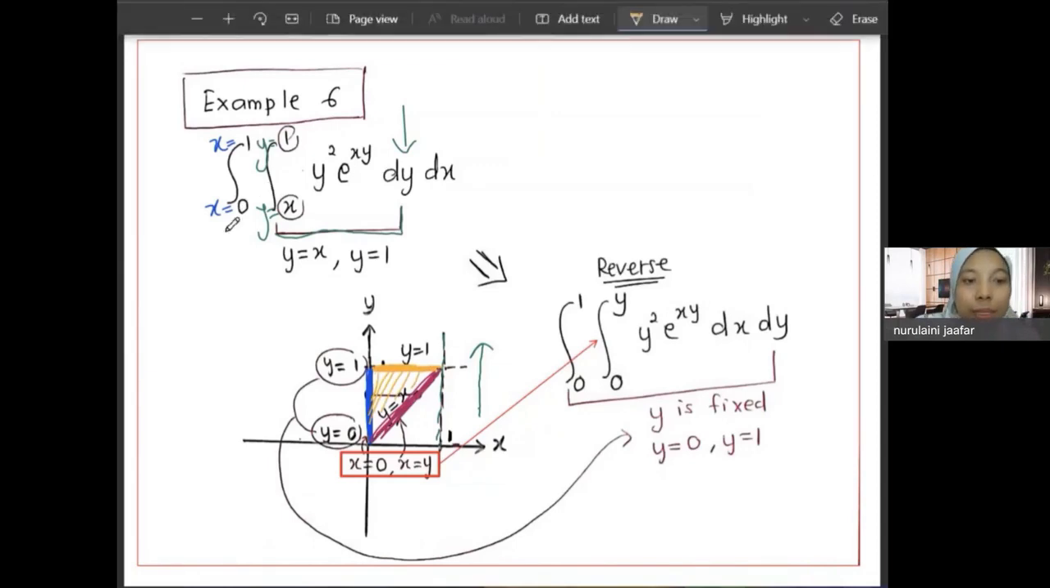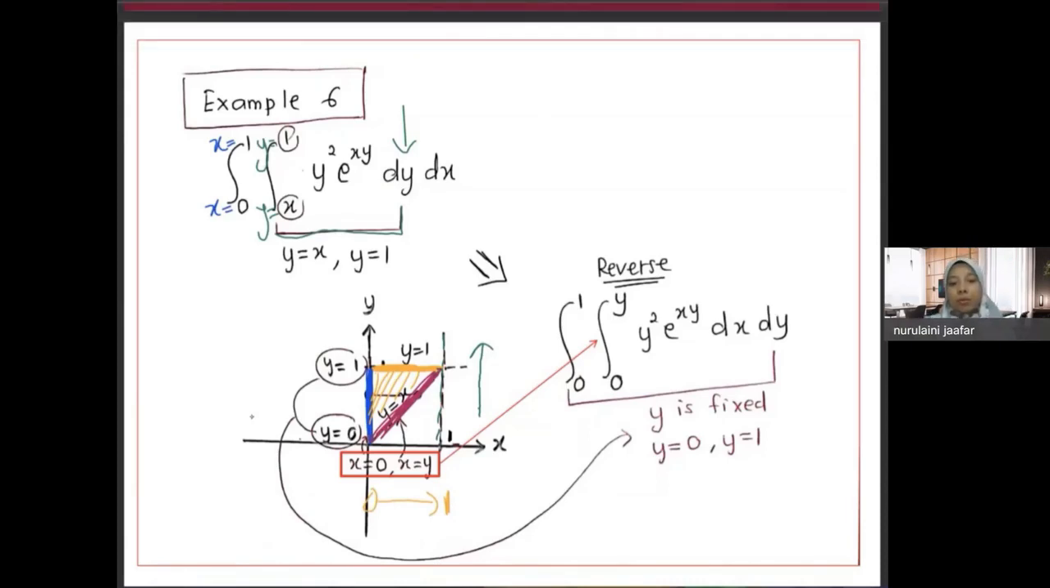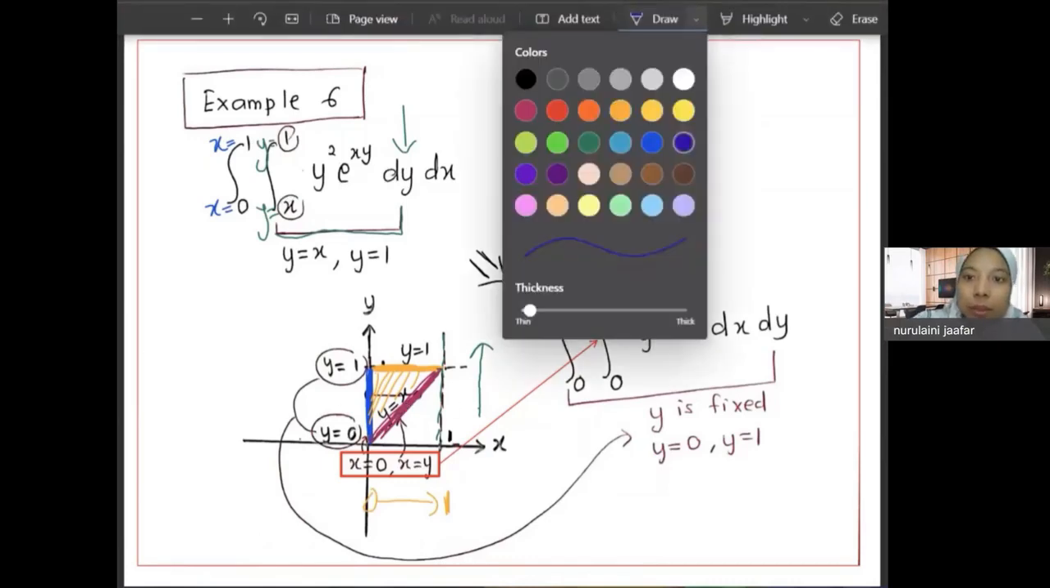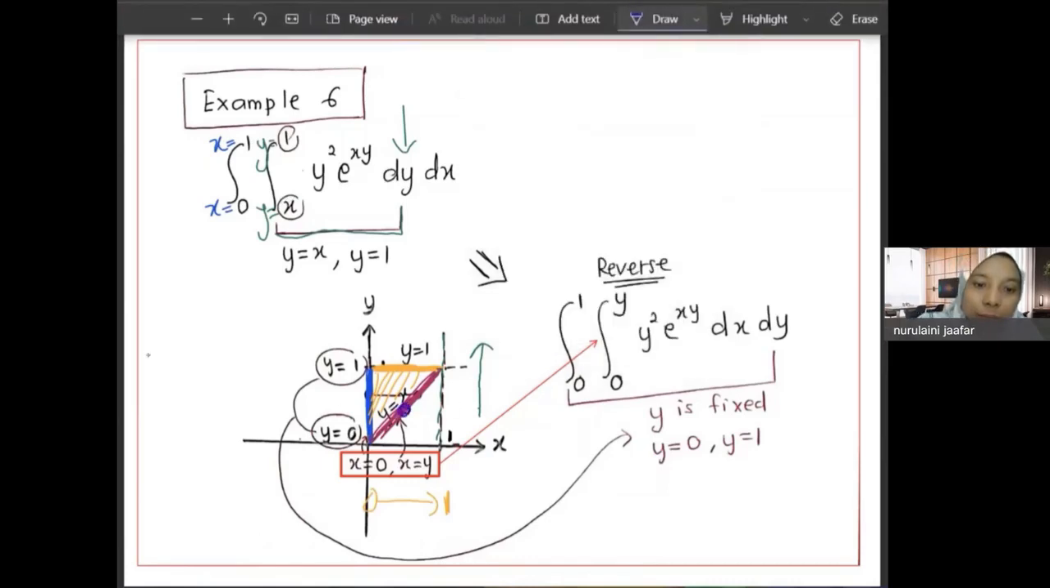We check again. dx is 0 to 1, the base. Remember the base is 0 to 1. And then for the region, we check dy. dy is y equal to x, this one, and then move to y equal to 1. So this is your region.